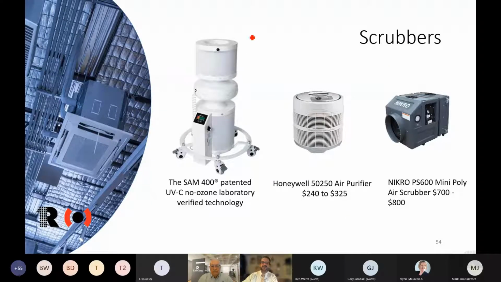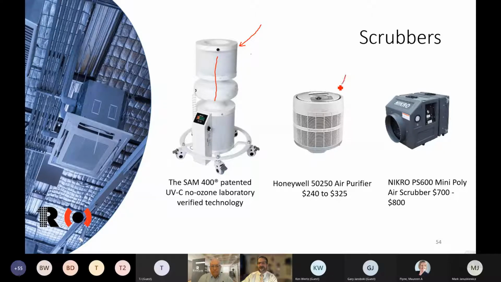I know one of the folks in my company bought this for their child's classroom. This is a HEPA scrubber. It's hospital grade, no ozone, UVC. There's a UVC bulb inside here. This is very expensive. It's $8,000 for this device. So I put this as the high end. It looks like R2D2 on steroids, quite frankly.